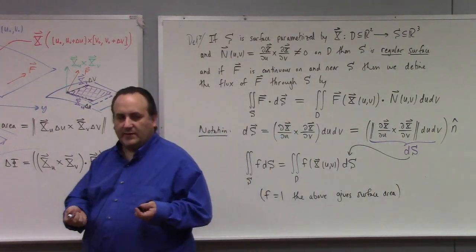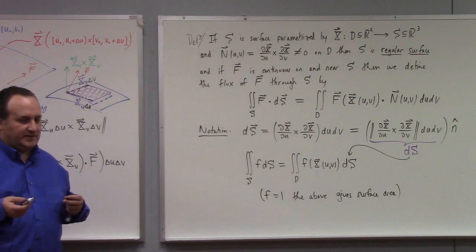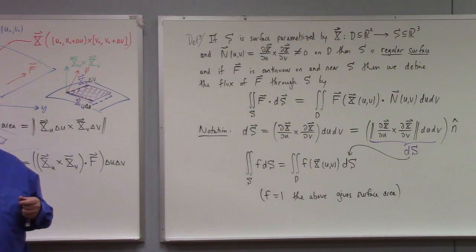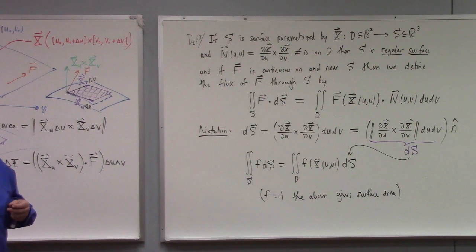Another way to look at this is if you wanted to calculate the surface area, you can calculate the flux of the unit normal to the surface, and that would give you the surface area. It's another way to look at this.